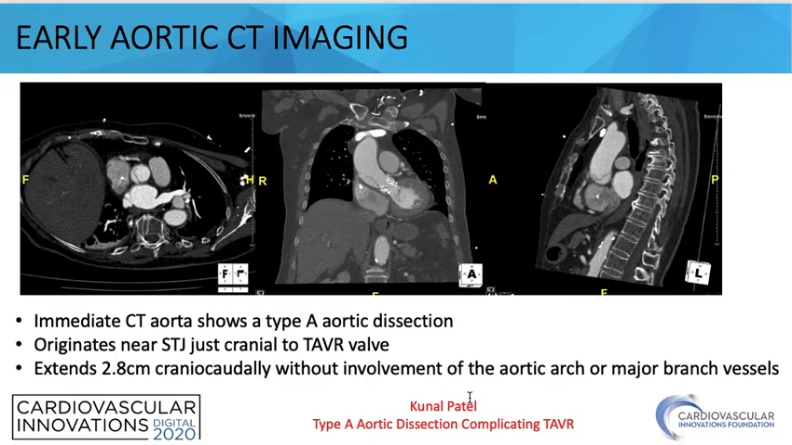A CT scan was done en route to the ICU from our hybrid OR and redemonstrated a type A aortic dissection originating at the superior part of the transcatheter heart valve and extending 2.8 centimeters cranially. Notably, there was no involvement of the aortic arch, and there was no involvement of the major branches off the aorta.